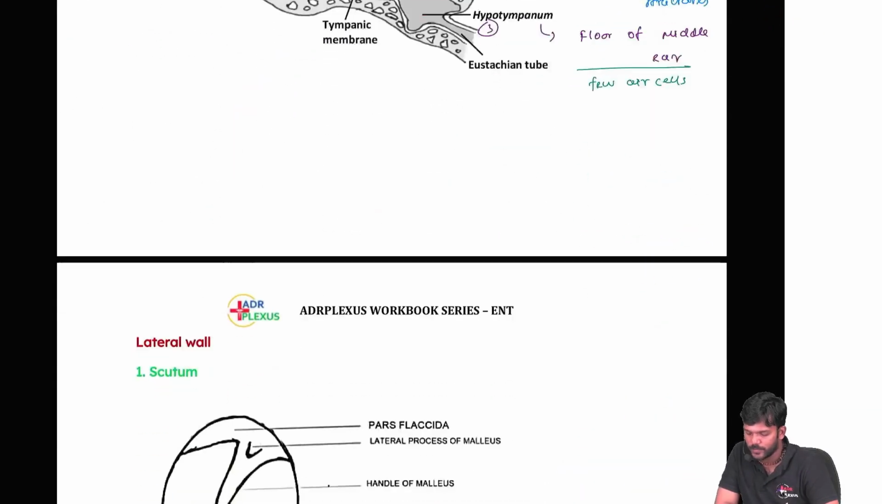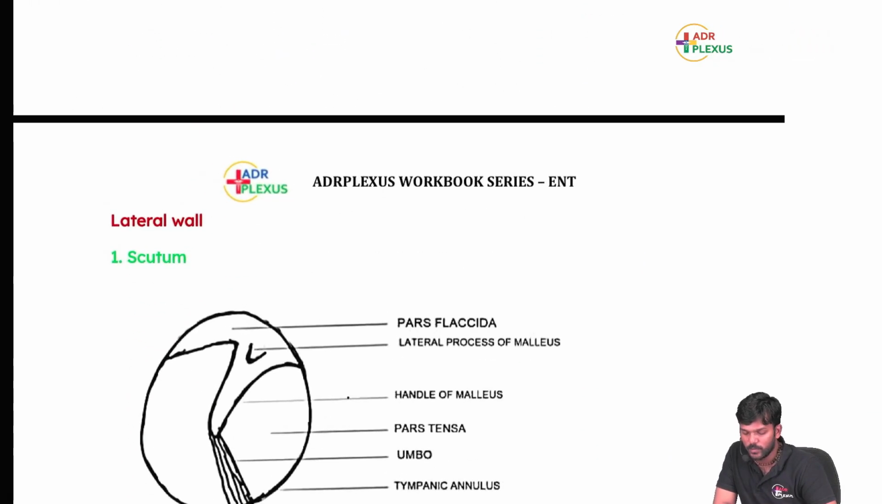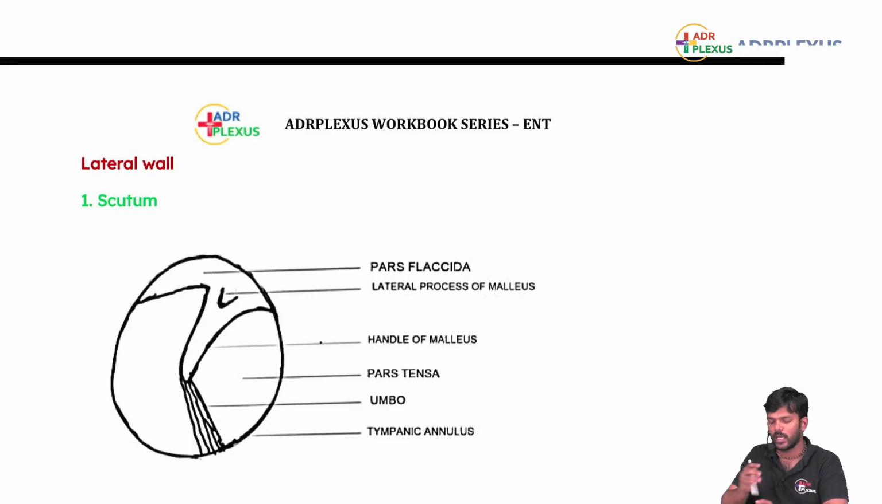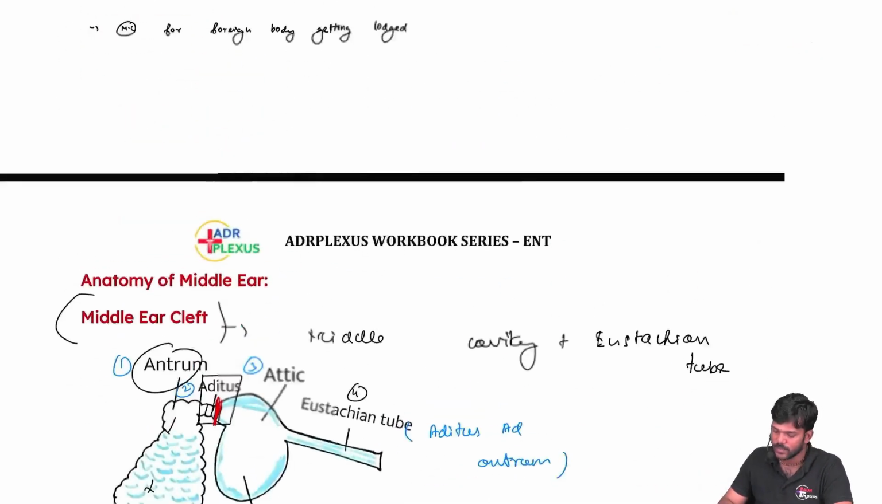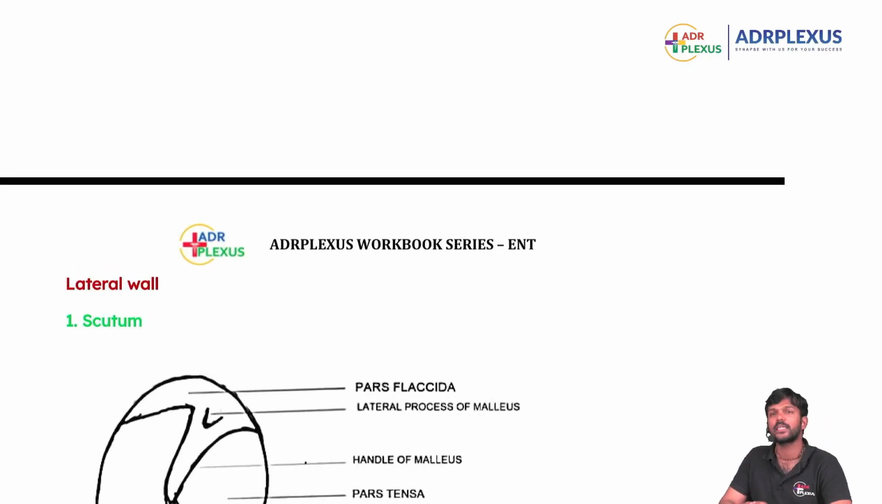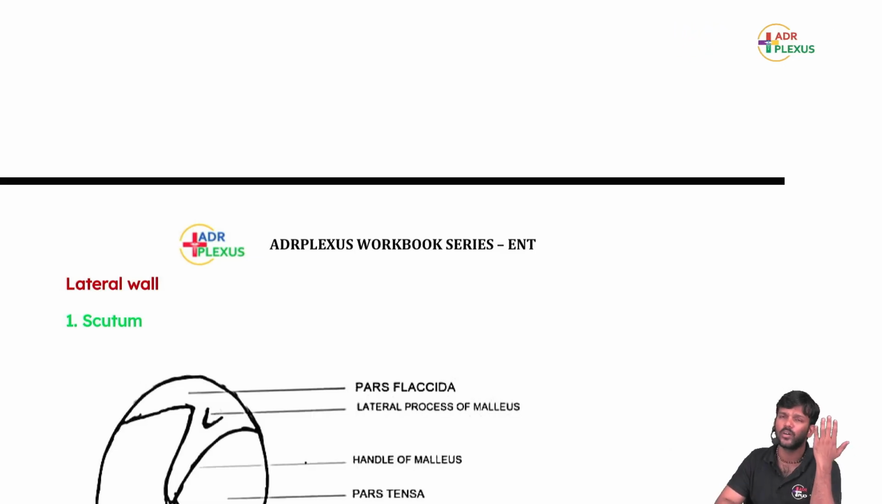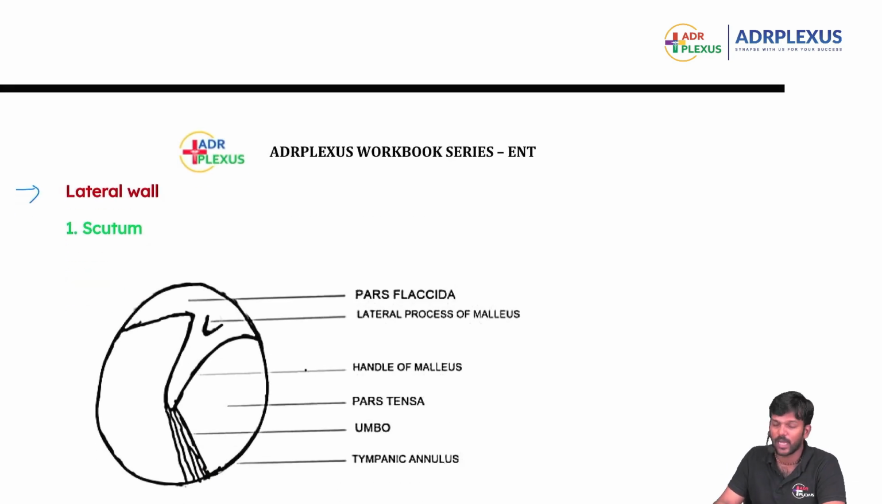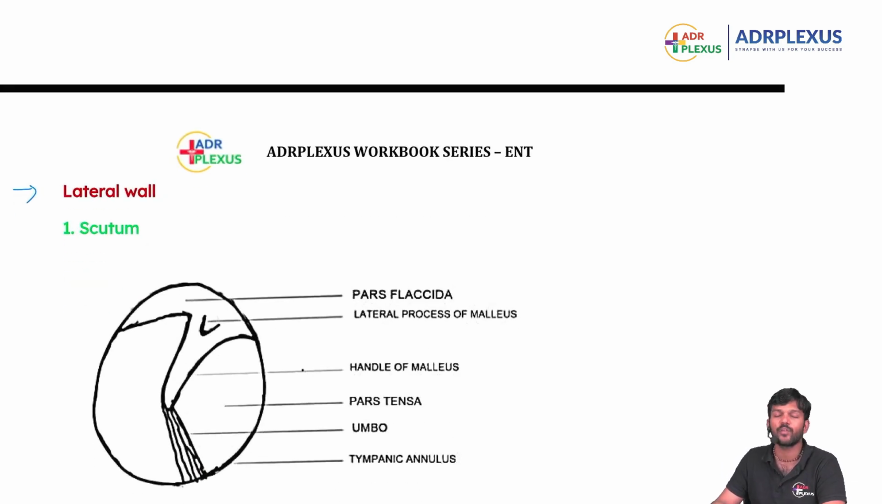Okay, fine. With that, we'll proceed to the next part of the discussion, lateral wall of the middle ear. So we started with, the middle ear is having six dimensions: anterior wall, posterior wall, medial wall, lateral wall, roof and floor. The most important thing is the lateral wall. We'll start with the lateral wall. I have shown you already. Tympanic membrane forms the lateral wall of the middle ear.